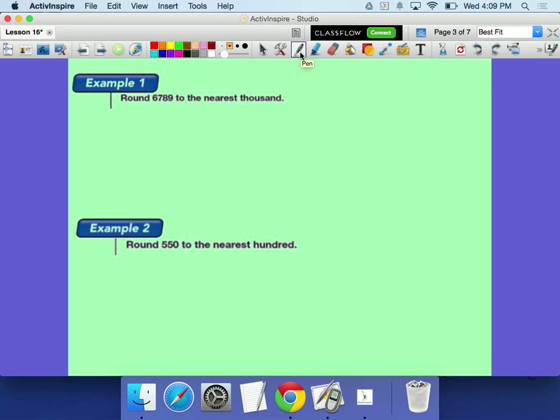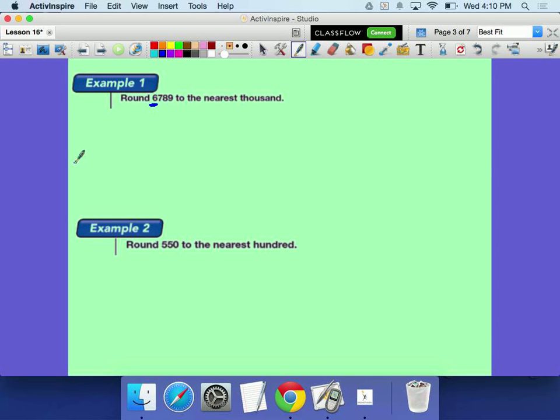Example 1 says round 6,789 to the nearest thousand. So I'm going to find my thousand spot and underline it. I can either underline it or make some sort of mark so I know that that is my thousand spot. That's the number I'm going to round to.